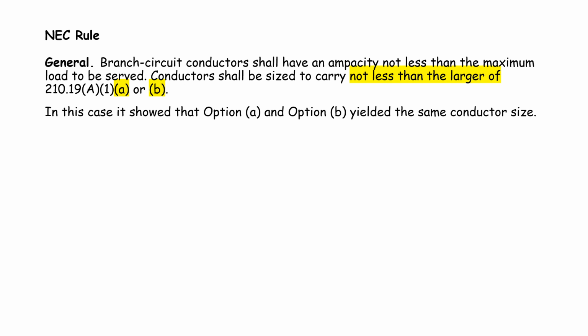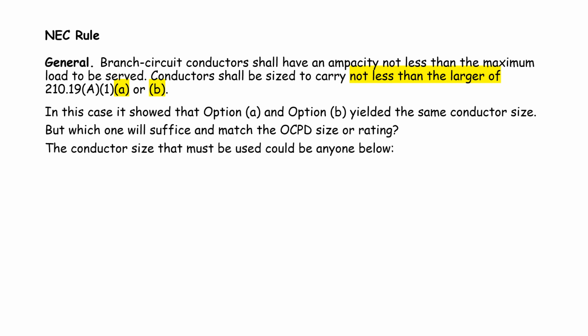In this case, it showed that option A and option B yielded the same conductor size. As we can see in the previous slide, option A and option B have the same conductor size, which is number 10 American wire gauge or 5.5 mm squared. But which one will suffice and match the overcurrent protection device size or rating? The conductor size that must be used could be any one below.